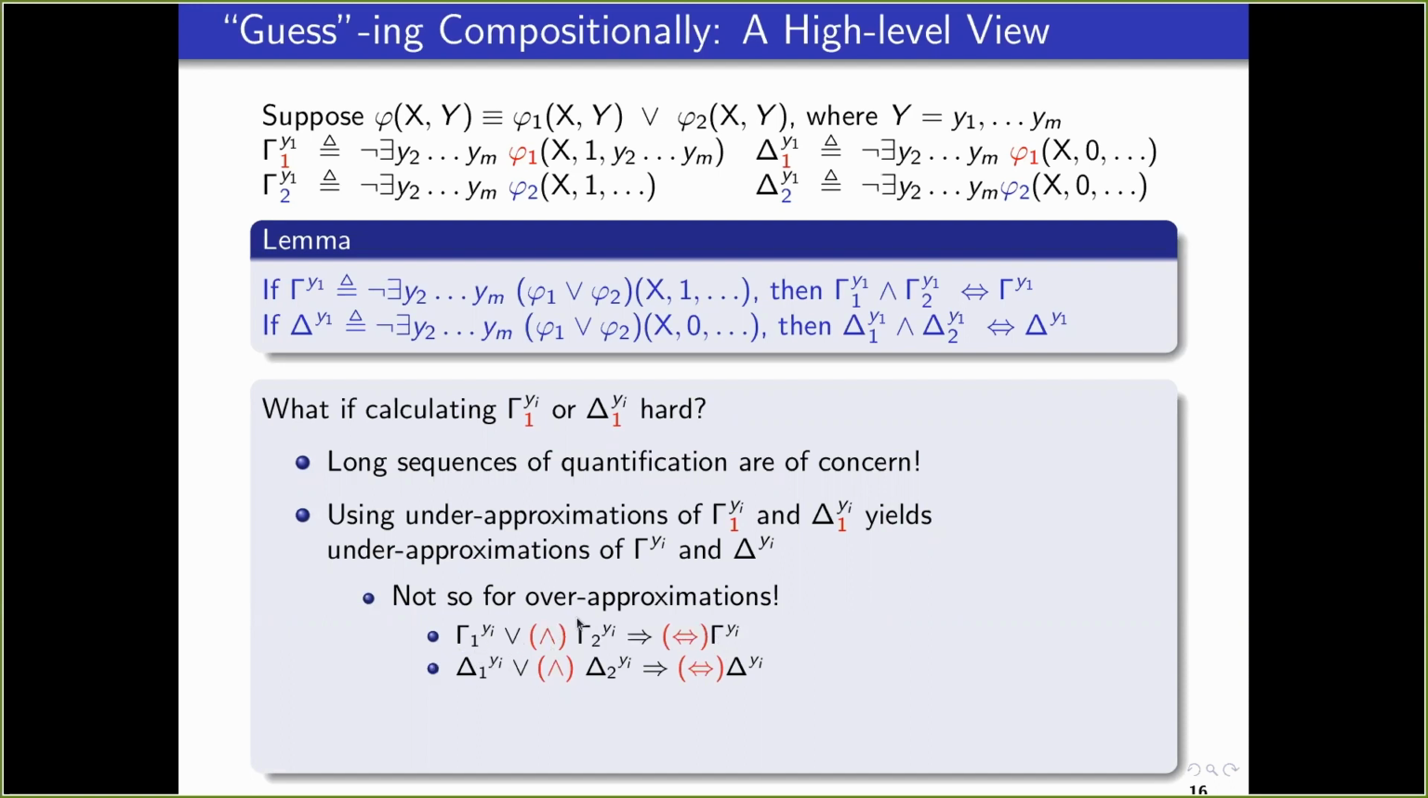But if I over approximate gamma and if I over approximate gamma 2, I don't necessarily get an over approximation for gamma, because the implication goes this way. So we choose to work with under approximations because this compositional view tells us that we can only get under approximations using this compositional reasoning. So we can work with under approximations, and that is the right thing to work with.